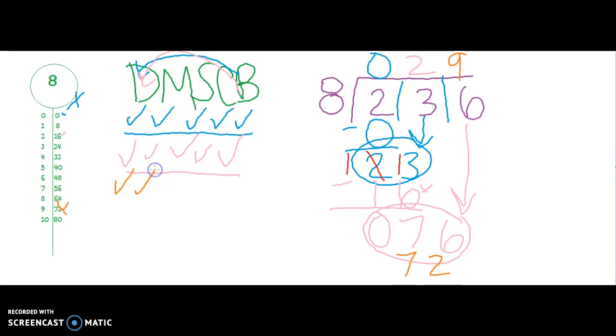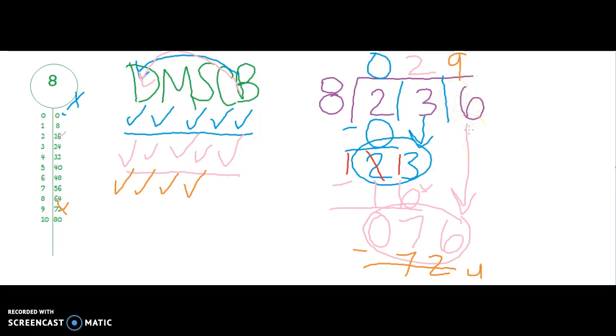Check for multiply. Time to subtract. 76 minus 72 is 4. I'm kind of running out of room. Put it right next to it. Check my work. Is 4 smaller than 8? Yes. Bring down. I've used the 2, I've used the 3, I've used the 6.